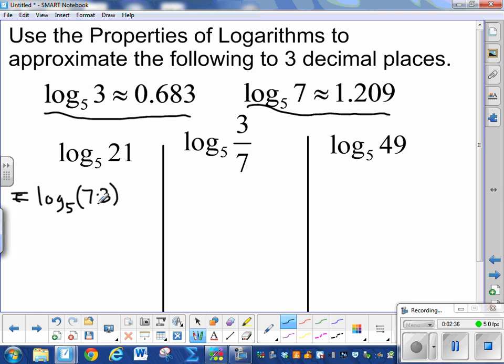Now, according to the properties of logarithms, when you have a multiplication going on, you can actually split it into 2 separate logs.